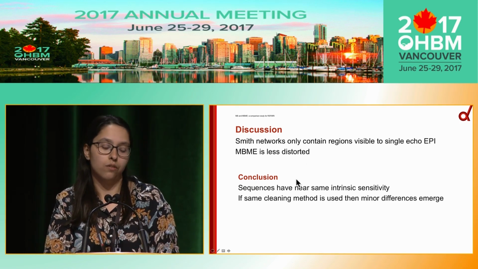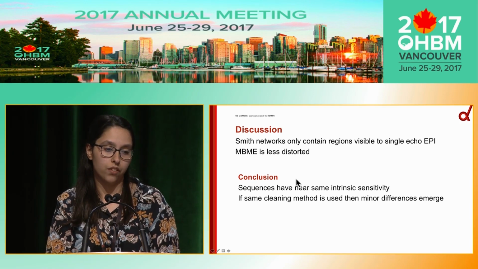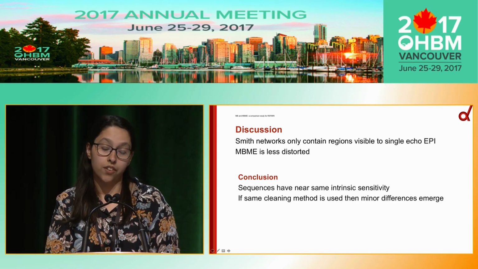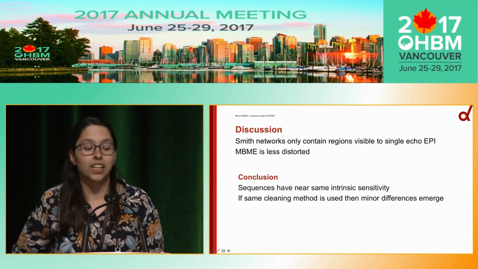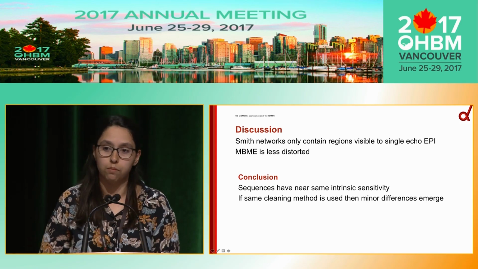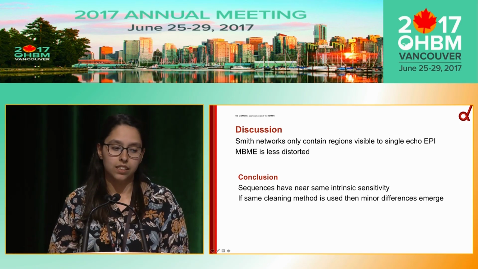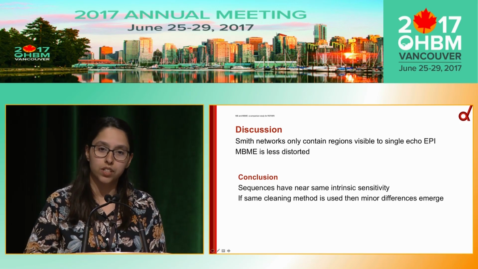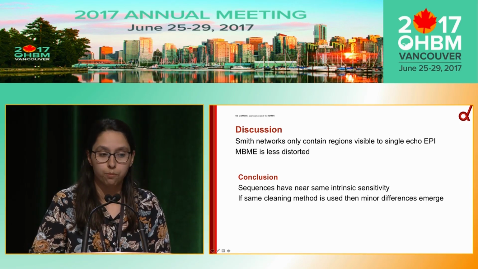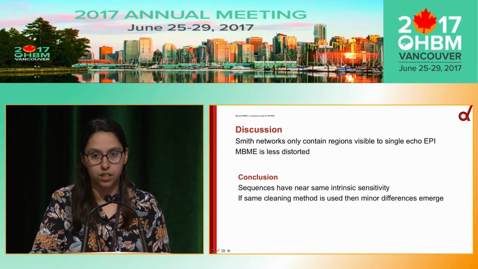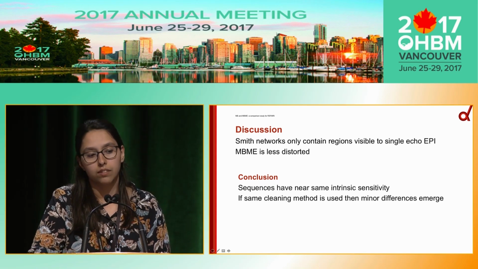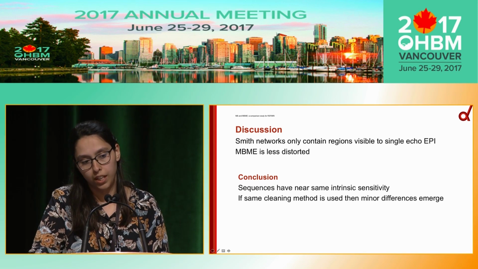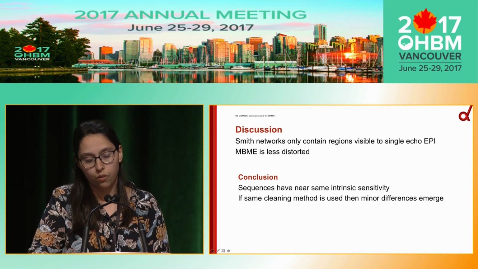And in conclusion, both of these sequences have really good intrinsic sensitivity. It really depends upon what kind of cleaning method and what kind of analysis pipeline you use, but the differences between the sequences are not huge. The differences in the processing and cleaning you use are larger than the differences between the sequences. But we are still trying to develop our own template and figure out where these differences can be coming from.